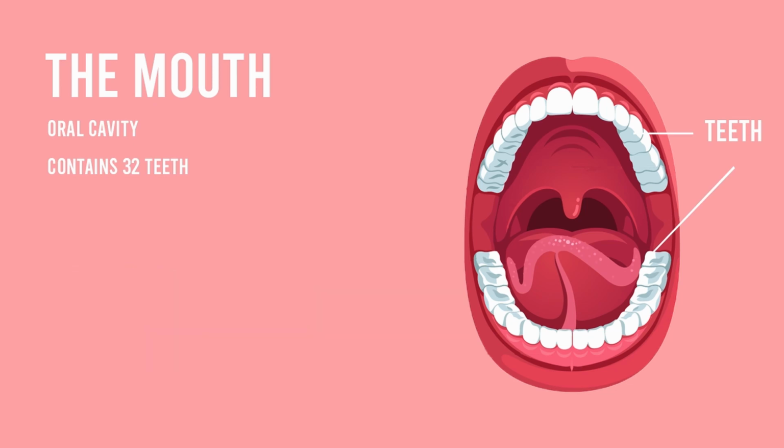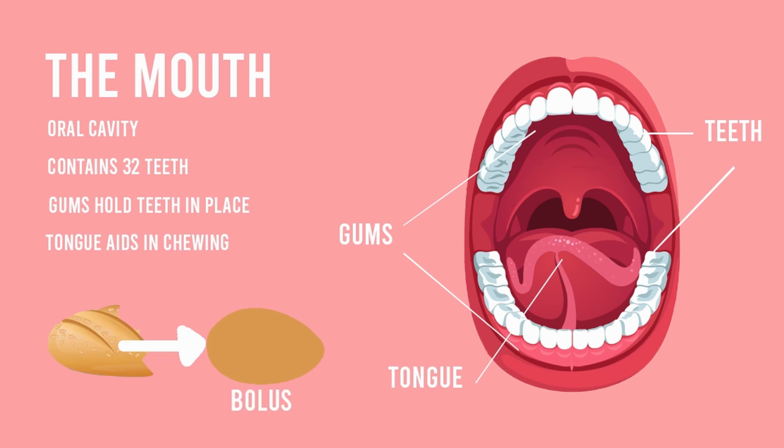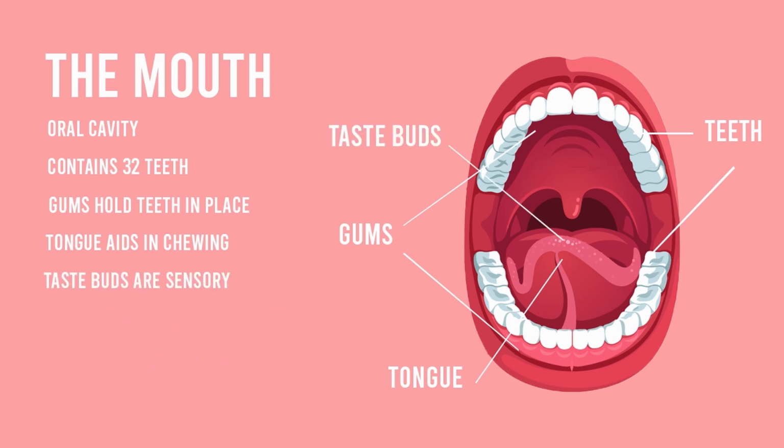These teeth are held in place by tissues in the upper and lower jaws called the gums. The teeth are assisted in the process of chewing by a skeletal muscle known as the tongue. The tongue functions by moving the food around in our mouth and moistening the chewed food, which we'll be referring to now as the bolus. Neatly enough, the upper surface of our tongue contains taste buds, which are sensory organs which allow us to taste our food.